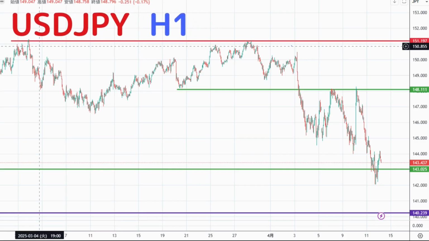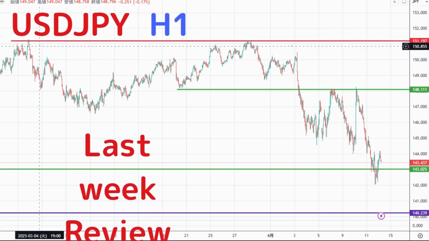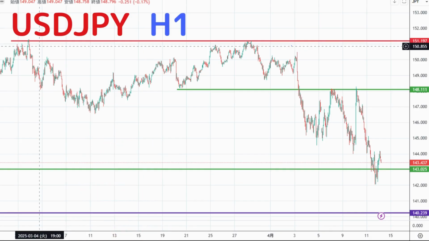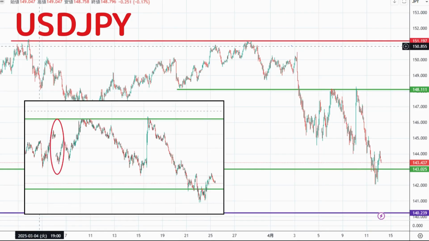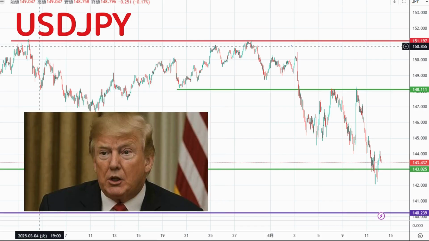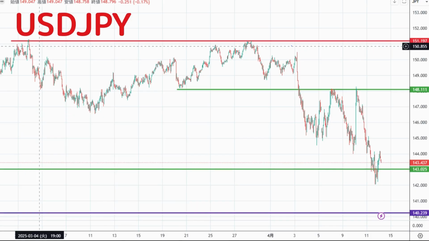Let's dive into the USDJPY chart and break down last week's price action. The yellow vertical line shows where the market opened last Monday. This week, the market opened with a significant gap down, about 100 pips, driven by recent comments from former President Trump. As a result, volatility in the FX market has increased. In these conditions, it's especially important to be cautious with entries.